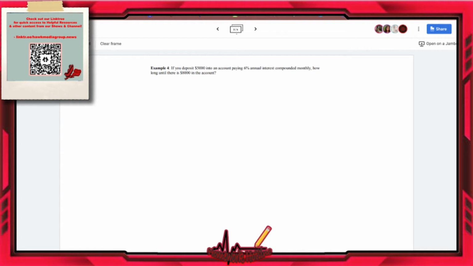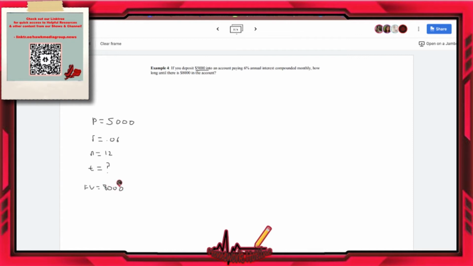So once again, we're going to start off by writing everything we know. So our P is $5,000, our principal amount invested. Our rate says it's 6% again, so that's 0.06. Our N, it says it's compounded monthly, so that would be 12 times per year. And our T is what we're looking for. How many years will it take to go from 5,000 to 8,000? And our future value we know is going to be $8,000.